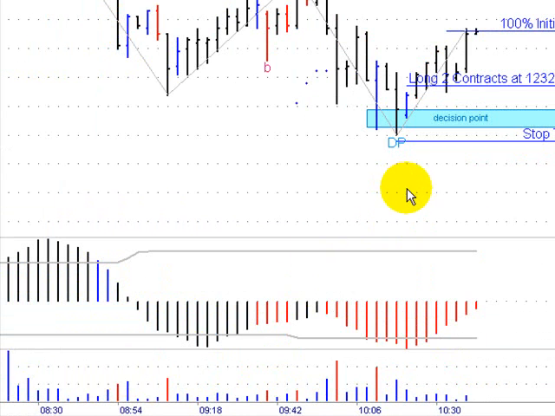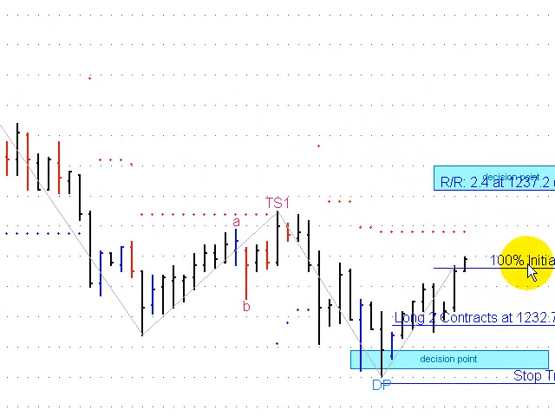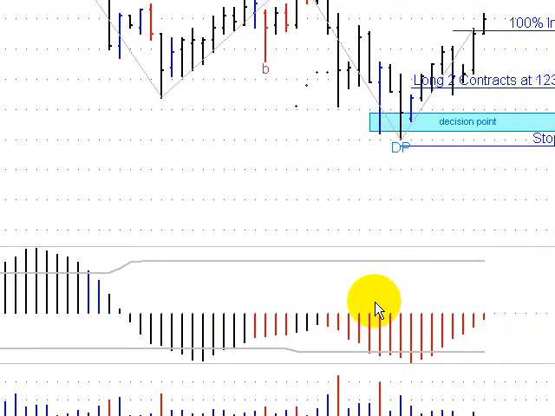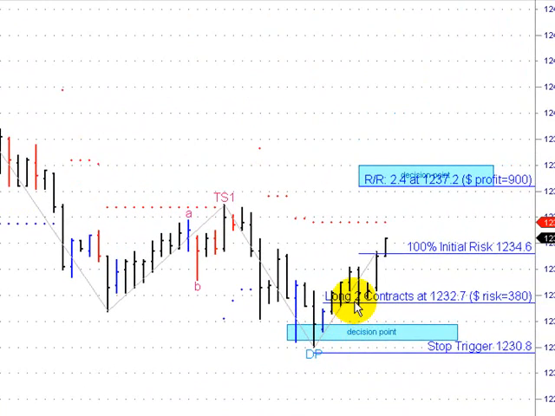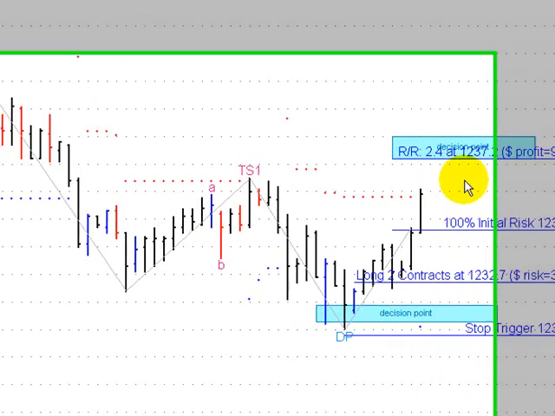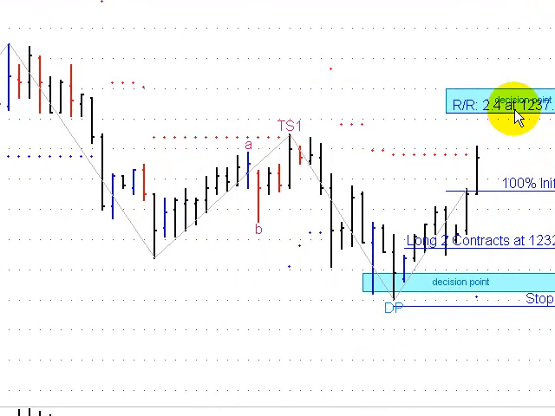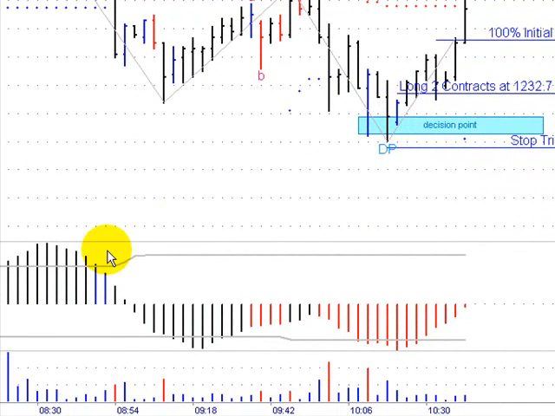Okay, and then on that gold, the DP long setup there, you see it did hit the 100% initial risk area. So if you were long that, again, it was counter to the trend. You would be moving your stop from this 1230.8 area to the entry. And again, the target here at 2.4 to 1 risk reward if it does get hit. But at this point, it's a risk-free trade, a break-even trade if you get stopped.